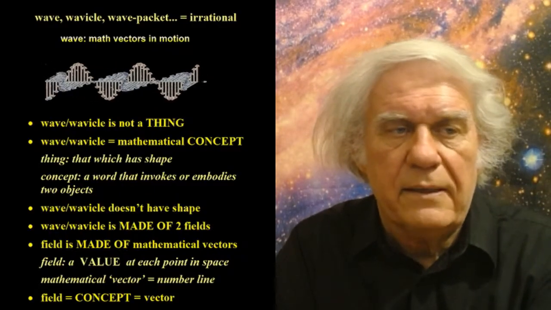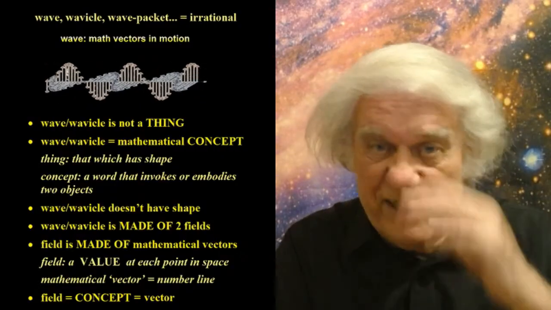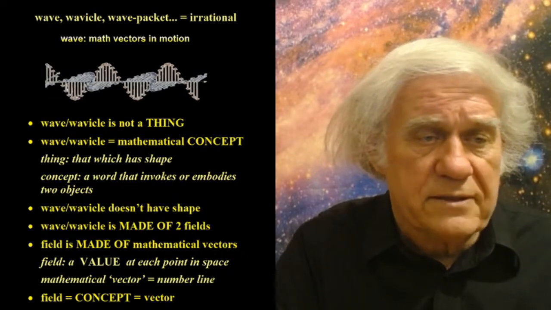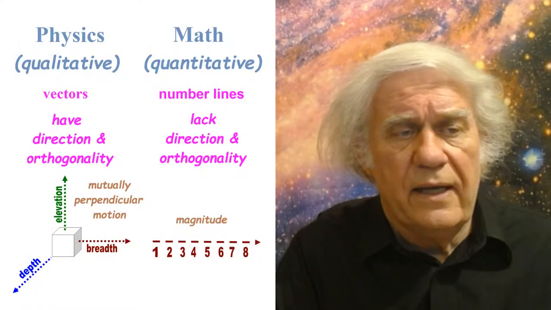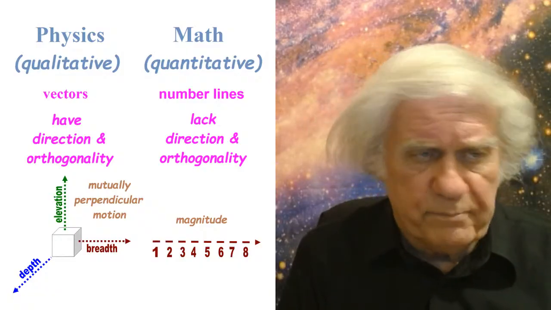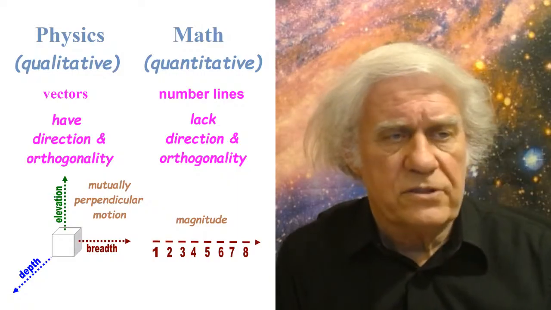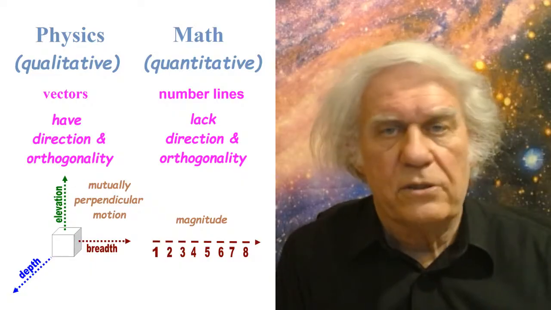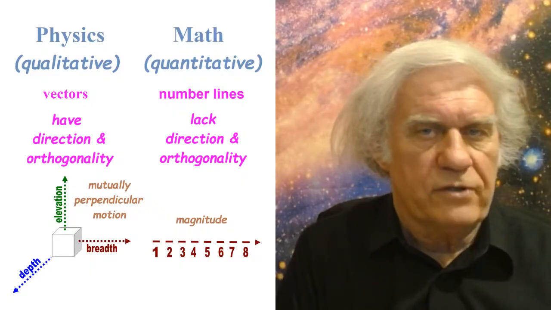It is an abstract concept made out of fields, which are concepts, and the fields are made out of vectors, which are concepts. And it turns out the vectors are weird because the vector of math is not the vector of physics. And we have to make a distinction there, because in physics we use vectors, but it's qualitative only. Vector is depth, breadth, and elevation. Those are the three vectors of physics, which is motion in three mutually perpendicular directions. That's what a vector is for the purposes of physics.